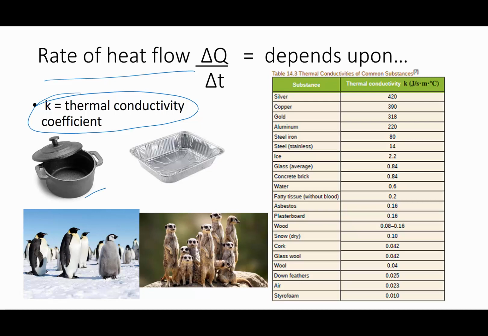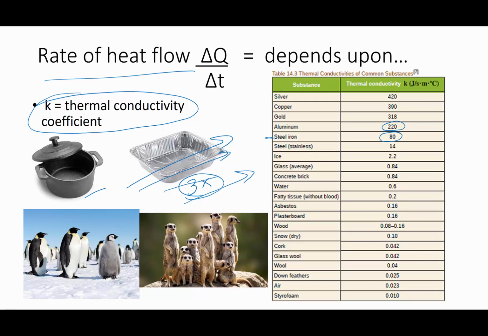So let's take a look at the cast iron pot and the aluminum pie pan. Now the cast iron pot, let's see, iron, here we go, steel and iron, has a thermal conductivity of about 80. Now 80 versus aluminum of 220. This is about 3 times faster than the cast iron. That means that heat is going to go through the aluminum pie pan about 3 times faster. It's going to heat up 3 times faster. It's also going to cool down 3 times faster.